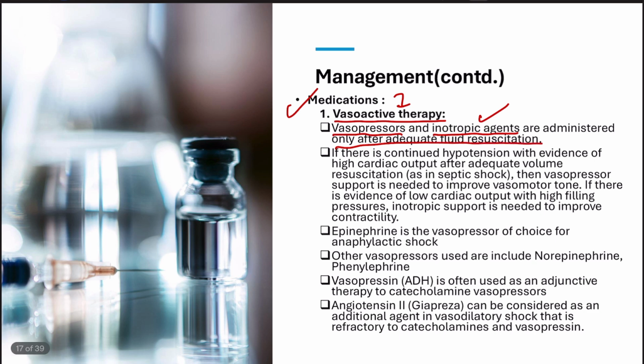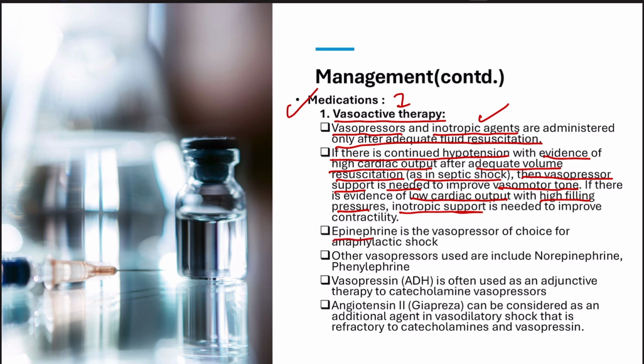If there is continued hypotension with evidence of high cardiac output after adequate volume resuscitation, as in case of septic shock, then vasopressor support is needed to improve the vasomotor tone. If there is evidence of low cardiac output with high filling pressures, then we will not give the vasopressor; in that case we are going to give inotropic support so as to increase the contractility of the heart.